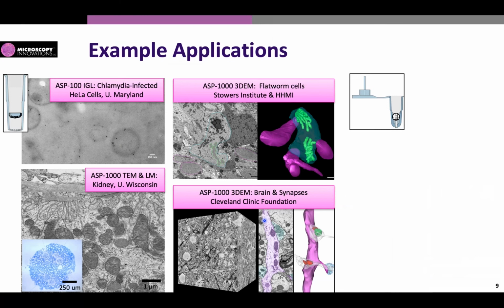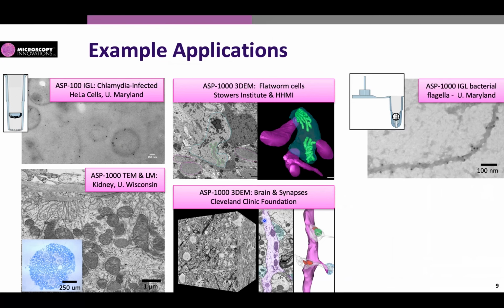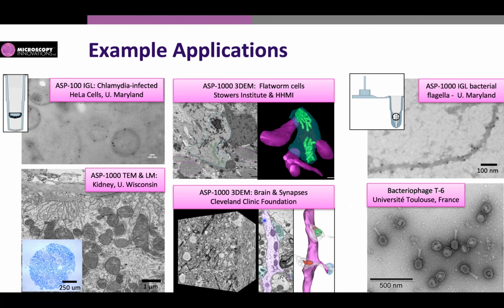I'm now going to show just two examples for grid processing. The first one is automated processing. Again, it's immunogold labeling, in this case of bacterial flagella whole mounts, again done at the University of Maryland, Baltimore. This particular laboratory often does immunogold labeling on grids overnight, which then helps to increase their workflow and productivity. And this second example shows manual processing of negative stain sample of bacteriophage T6 out of the University of Toulouse in France.